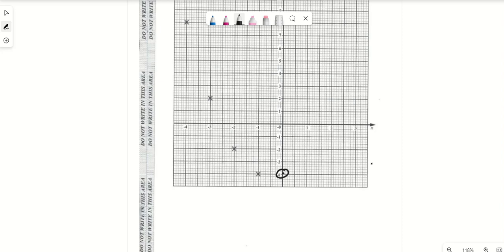The next one is 1, minus 2, meaning x is 1, y is minus 2. So that would be right here. X is 1, y is minus 2. The next one is 2, 2. So x is 2, y is 2. So that's this region right here. And the last one is 3, 8. X is 3, y is 8.